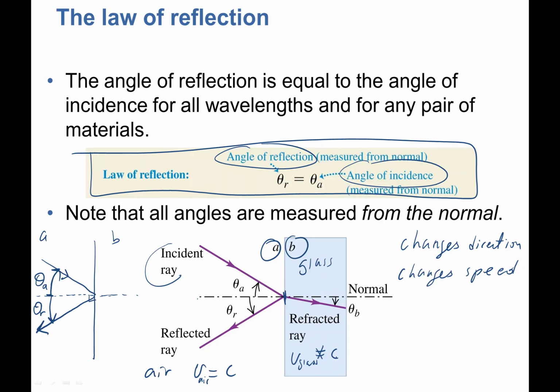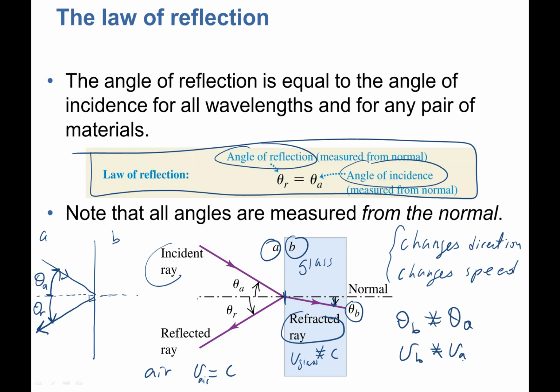Now, to understand how to incorporate these two, we can represent the direction of the refracted ray. Refracted means the propagated, transmitted ray, with respect to, again, the normal. So I can measure this theta B. You can see that theta B is not equal to theta A. That means you have those two things: the direction of B is not the same as the direction of A, and the velocity of B is not equal to the velocity of A if those mediums are different.